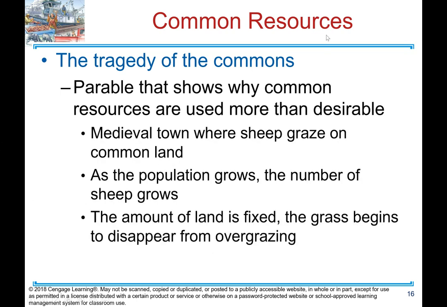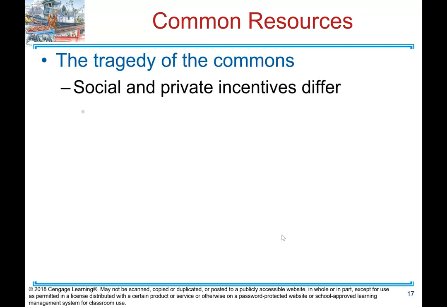The tragedy of the commons. It's a parable that shows why common resources are used more than desirable. In medieval times, sheep graze on common land. As the population grows, the number of sheep grows. The amount of land is fixed, the grass begins to disappear, overgrazing takes place, and land value is reduced.